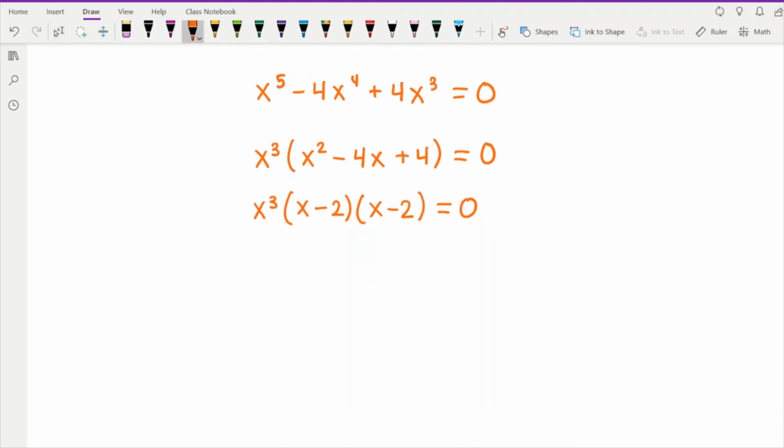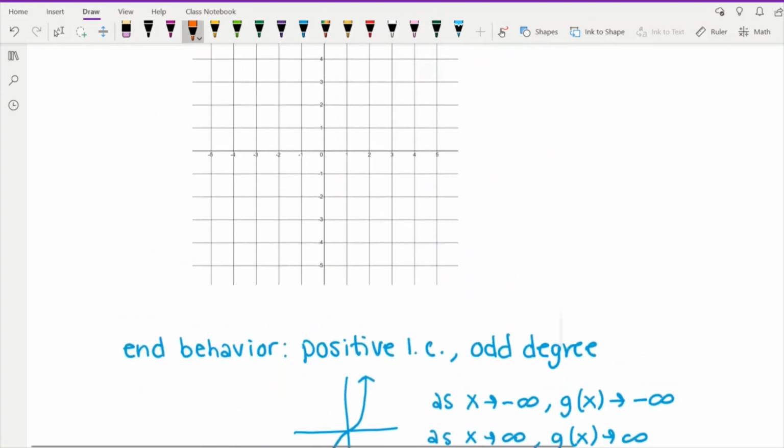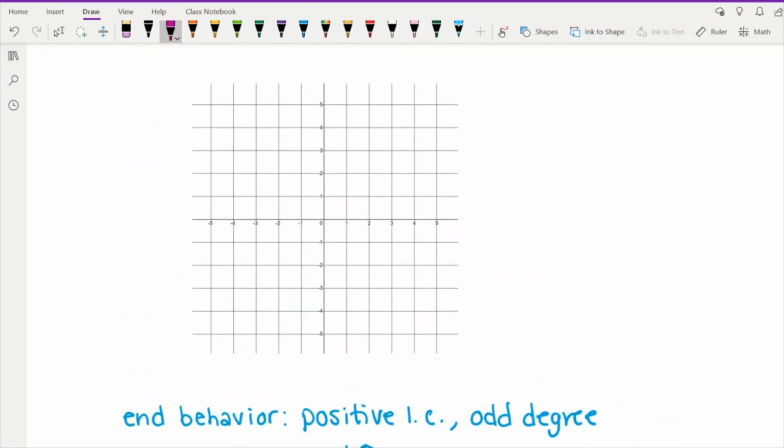From x cubed equals 0, we would get that x is equal to 0. And in this case, the multiplicity is 3 because we have x to the 3rd. And then both of these would tell us that x is equal to 2. And because it appears twice, we have multiplicity 2. Okay, so let's go up on the graph and we're just going to plot the points at 0, 0, and 2, 0. So we have 0, 0, and we have 2, 0.